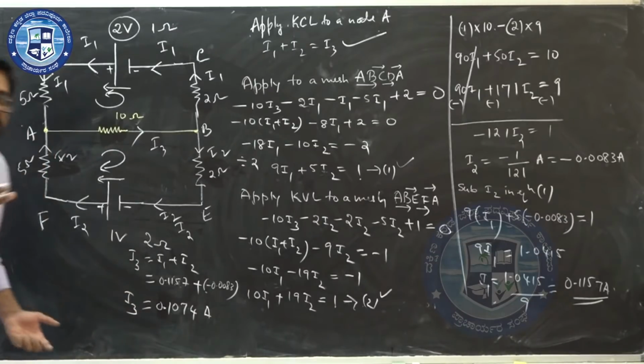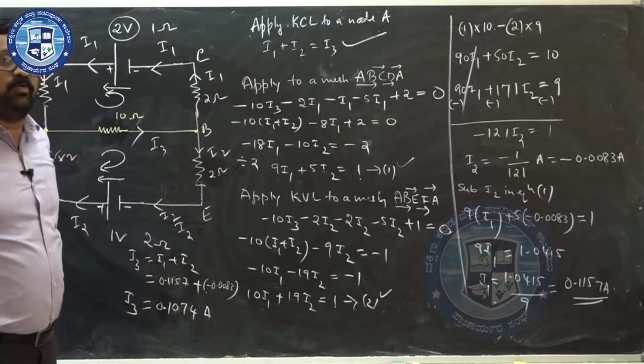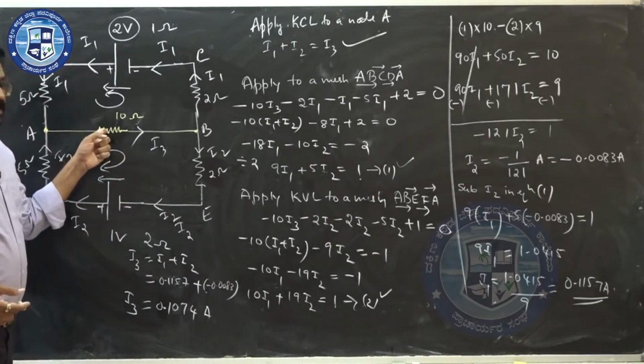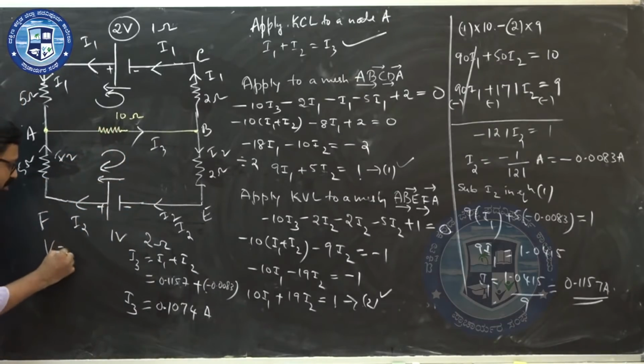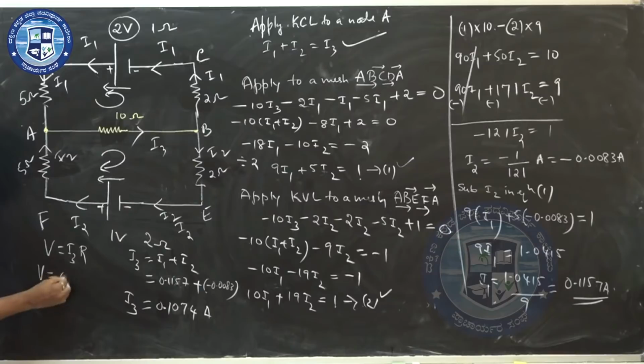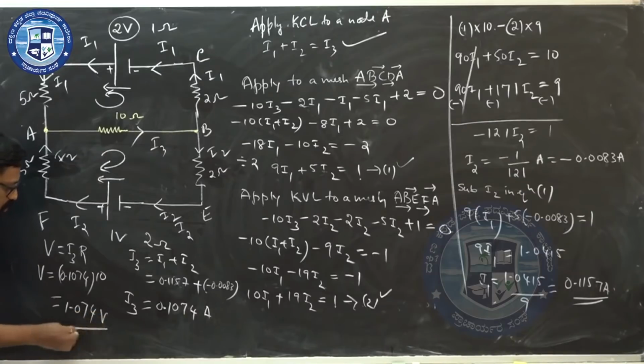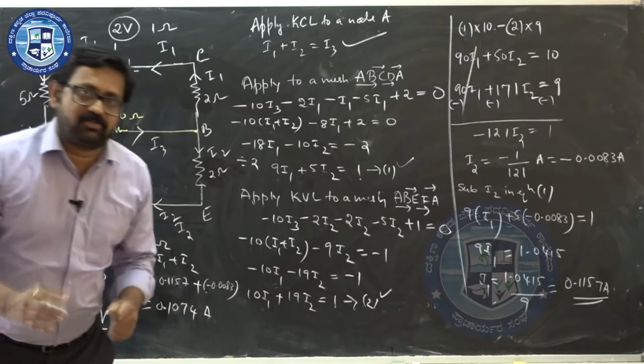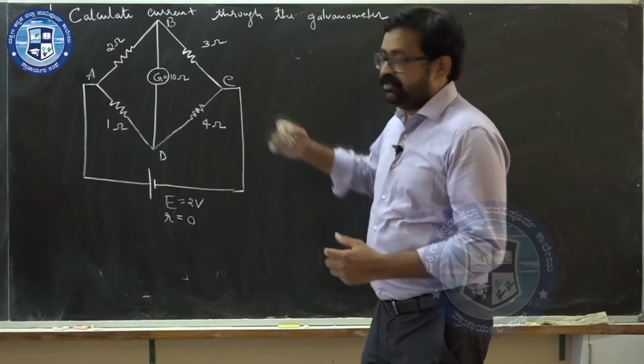So you got the answer for the 3 questions, I1, I2, I3. What is left out? Potential drop across 10 ohm. Can't you get the answer for that using the formula I3 into R? Current into resistance, which is I3, is 0.1074 into R, which is 10 ohm. You get the answer as 1.074 volt. This is the answer for the last question in the problem. I hope you understood this. So look at one more problem.